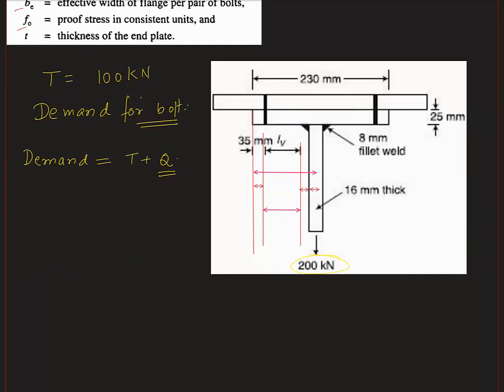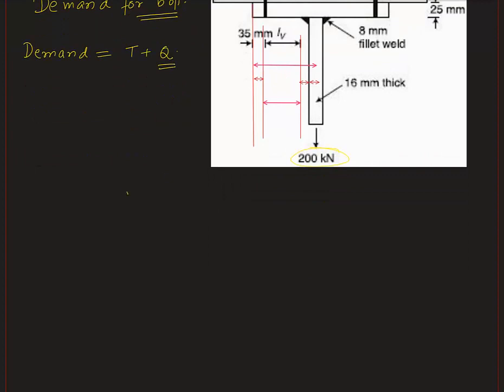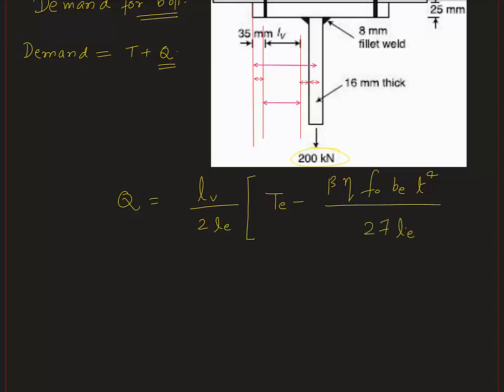So we can write the formula for Q, and this is equal to L_v divided by 2 L_e times T_e minus beta times eta f_o b_e t raised to the power 4, and this divided by 27 L_e times L_v squared. Now let us find L_v.